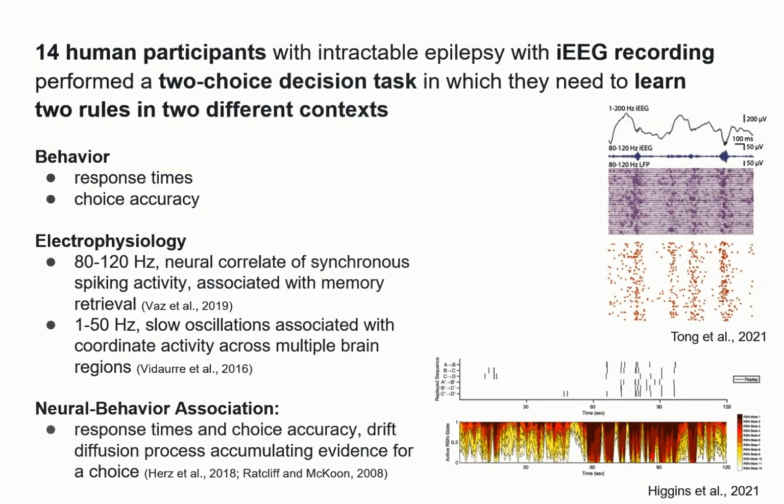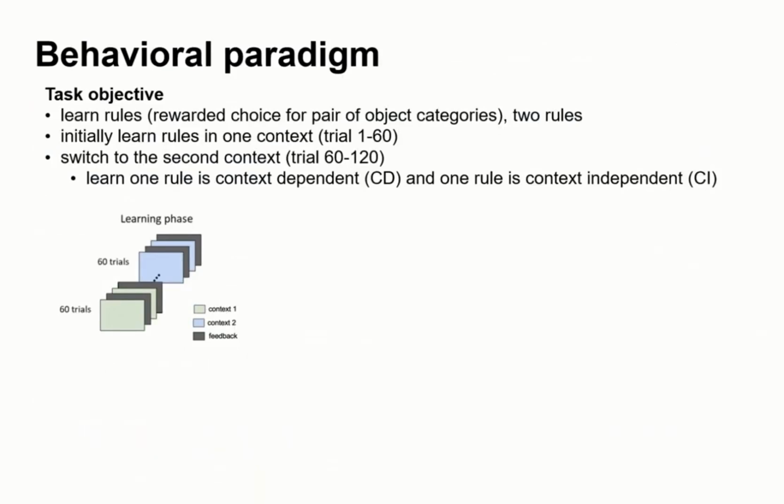We further look at the association between neural patterns and behavior by modeling decisions as a drift diffusion process in which evidence is accumulated for a choice. To test the influence of context on decisions, we designed a task with a choice rewarded for a pair of object categories. There are two pairs, or two rules, to learn. Participants learn the rules, or rewarded object category, in blocks consisting of 120 trials, 60 trials in context 1, followed by 60 trials in context 2.